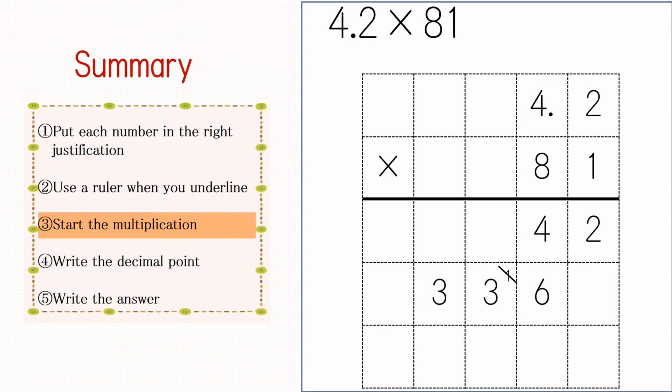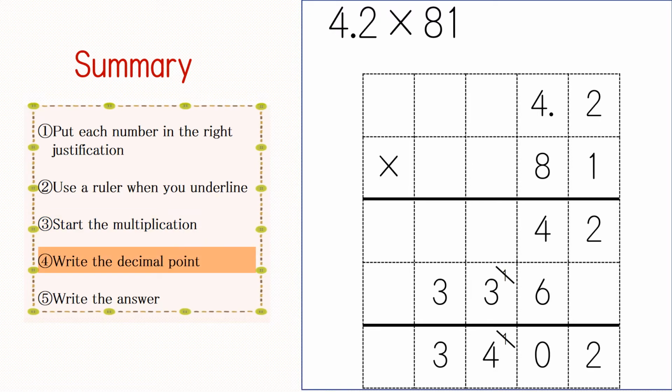Next, sum up them. The ones place is 2. 4 plus 6 equals 10, so write small 1, and write 0 in the tens place. 3 plus 1 equals 4. Write a diagonal line on the 1, and write 4 like this. Lower the 3 like this.